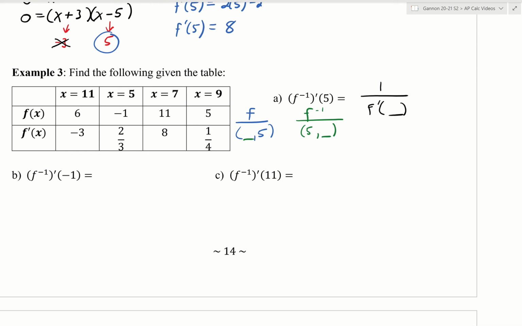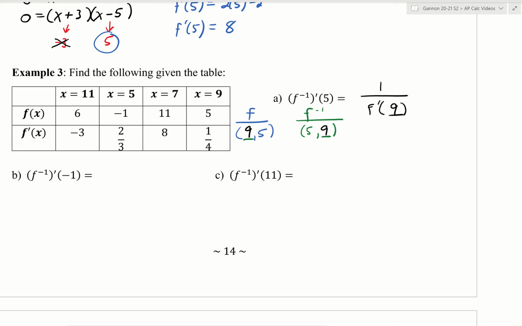You're given f of x and you're given the derivative of f. That means when you go to the table over here, you're looking for the output of 5. So the output's going to be the value down here, the f of x, which is here. So the output of 5 gives you an input of 9. So 9 is what's going to go there.